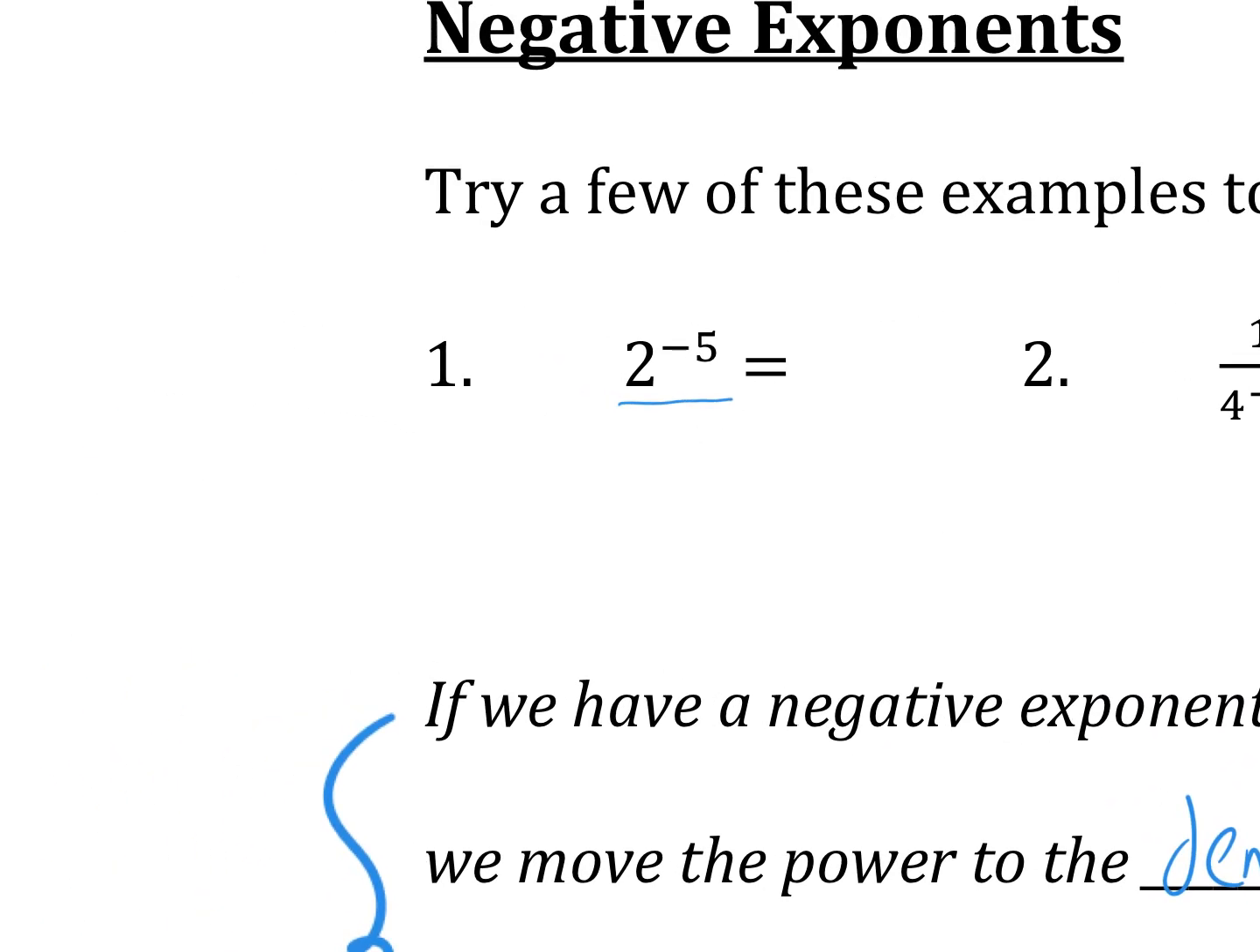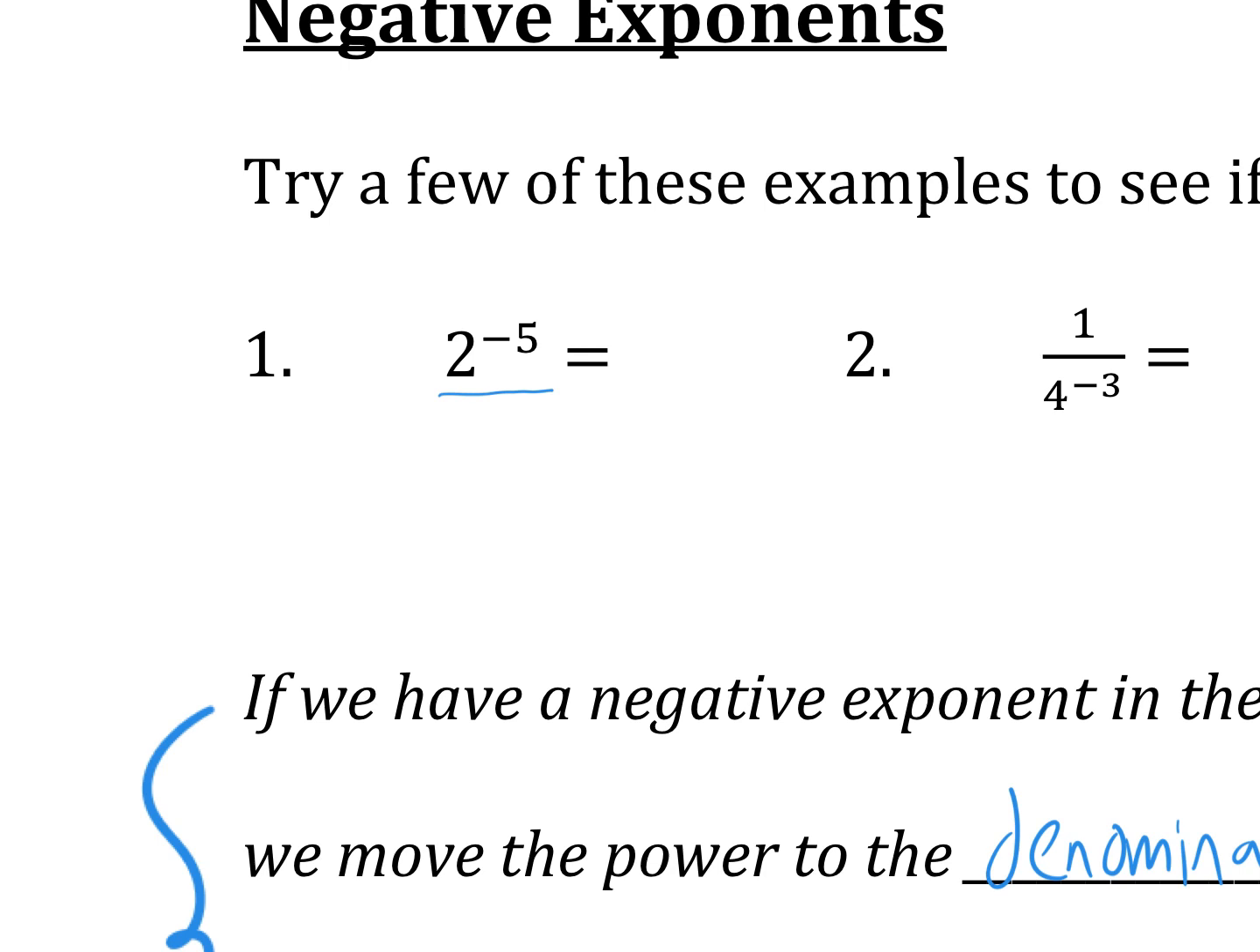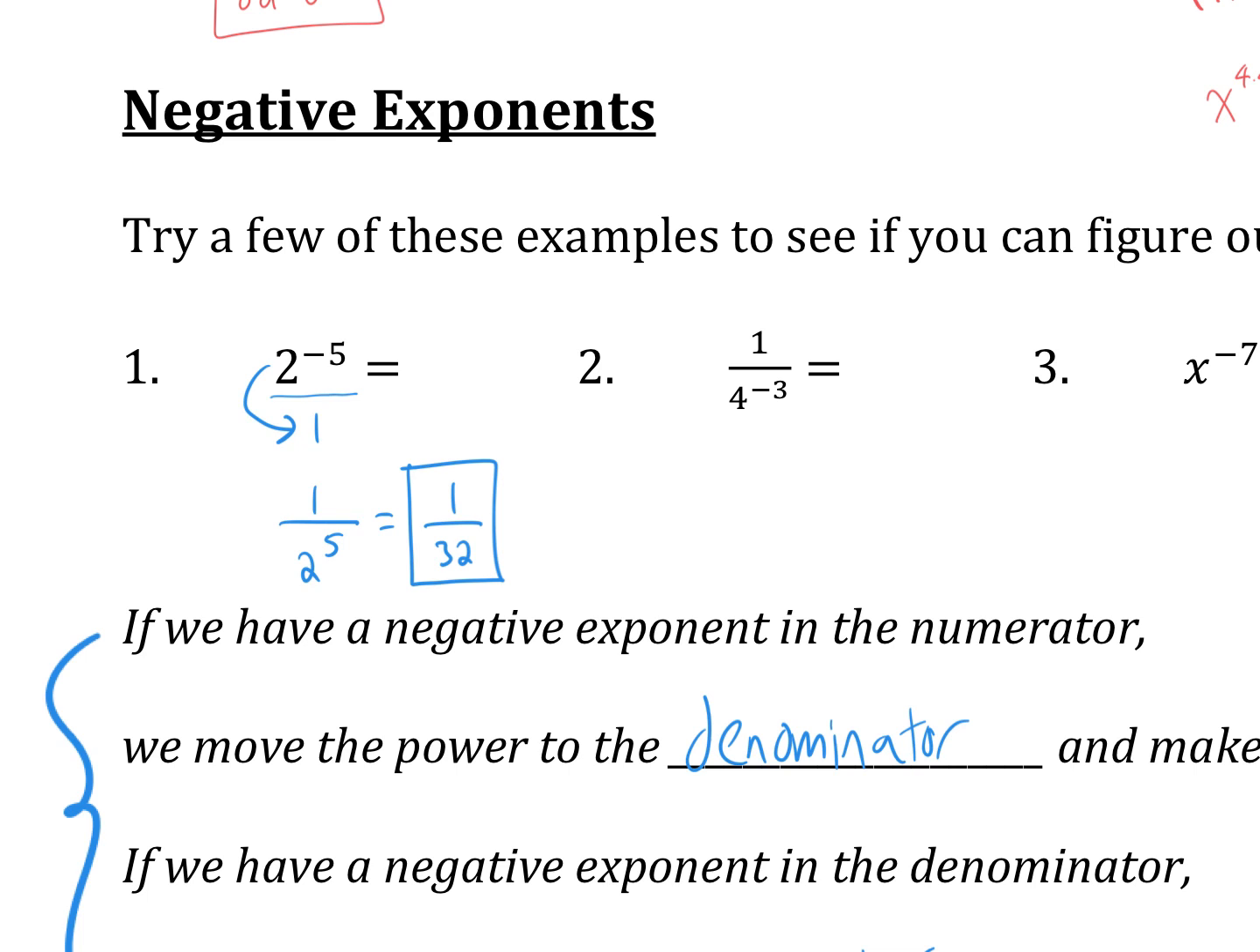All right, sounds good. So here's what we're going to do. We have 2 to the negative fifth, put it over 1, and any negative exponent is going to flip to the bottom or top, wherever it is. This is going to move to the bottom. But if there's nothing left on top, we do 1 over 2 to the positive fifth, and 2 to the fifth is going to be 32. We get 1 over 32. All right, there we go.